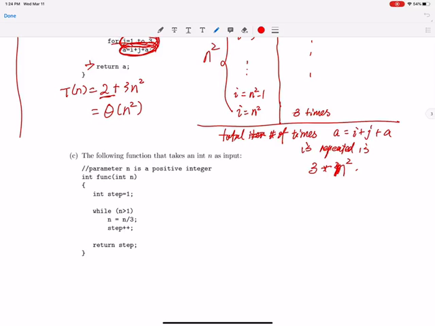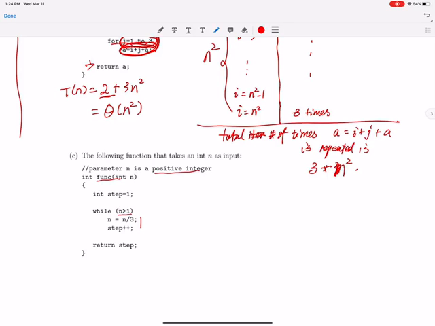Okay, so we look at this function, and this is obviously not a recursive function. We have a parameter that is an integer, taking a positive value, and inside we have one step and then a while loop that will continue as long as n is greater than 1. Every iteration of the loop, n is reduced by 1/3, and the step number is increased, and at the end we return step. So this is unlike all other problems I've seen so far.